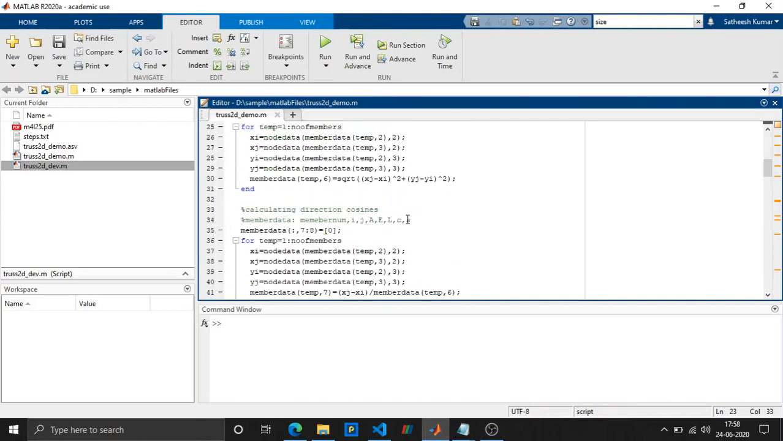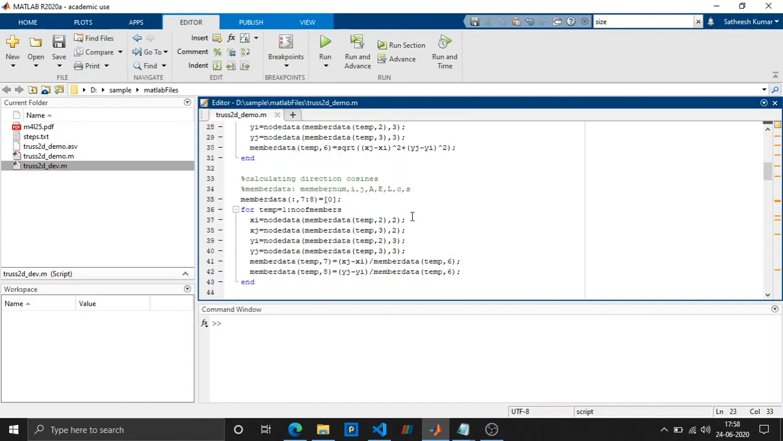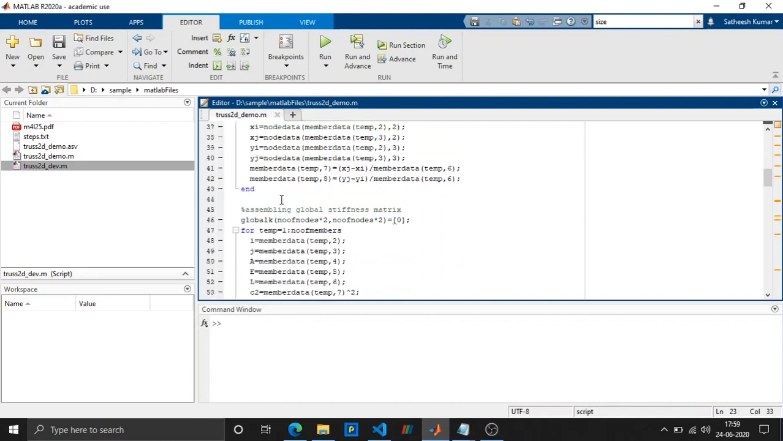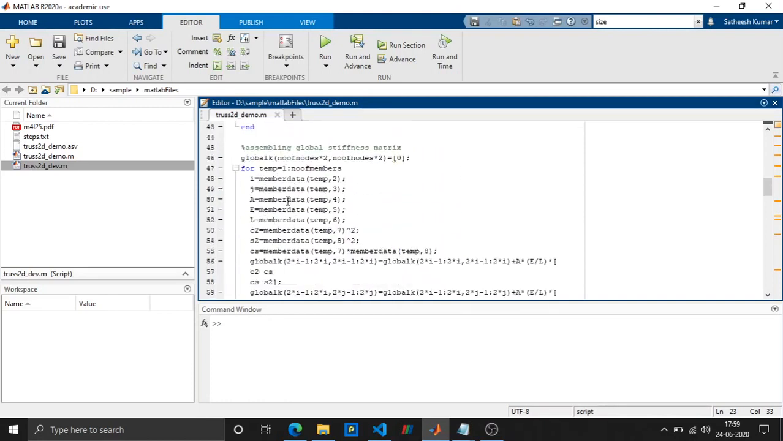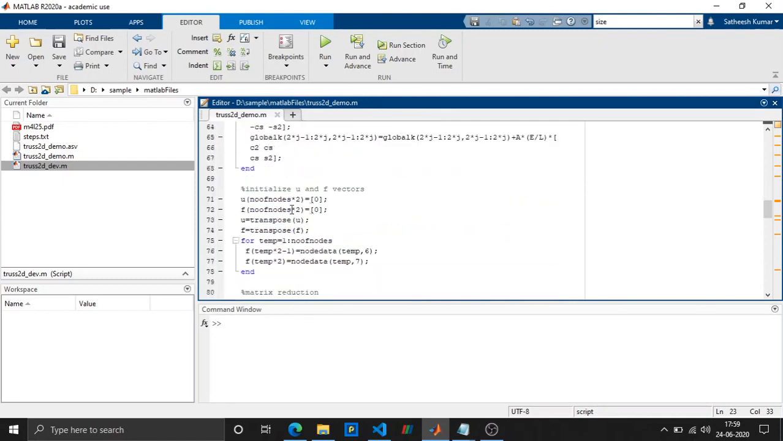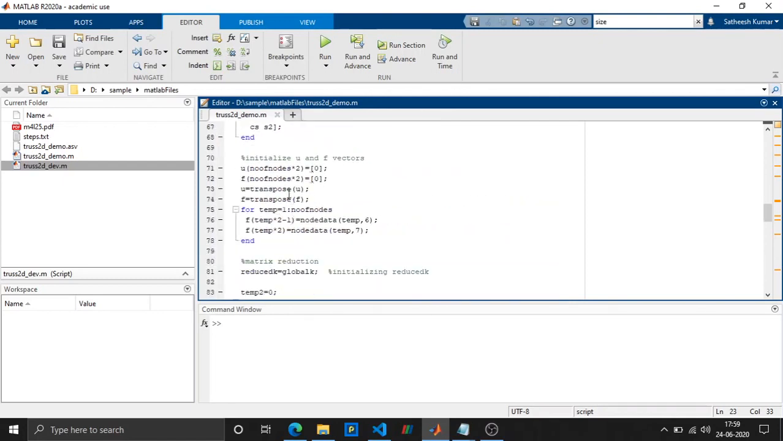After that, I am finding the direction cosines, cos theta and sin theta. That is nothing but (xj minus xi) by l is the cos theta, and (yj minus yi) by l is the sin theta. I am storing these direction cosines as the 7th and 8th columns of the member data. After that, I am trying to establish the global stiffness matrix, and I am initializing the u and f vectors, and I am assigning the known values to the f vector.